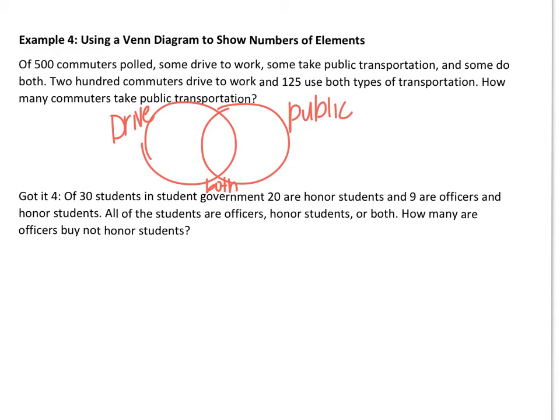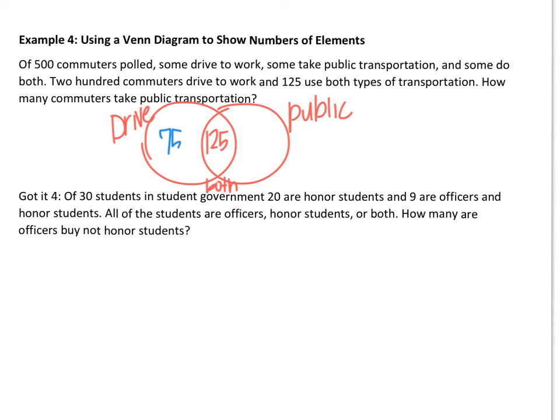It says that 200 commuters drive to work and 125 use both. So this whole circle right here is 200. And in this little part of it is 125. So how much is in this part? That's right, 75. So they want to know how many people are in this part. I have 500 commuters polled. Right now I've taken up just 200 of them. So this whole circle over here has to account for 300 total people.